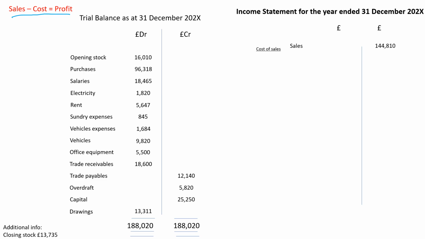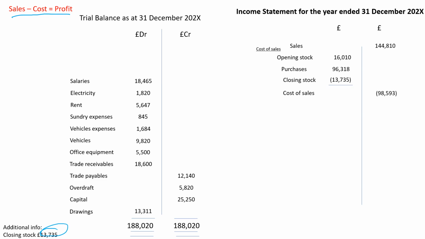Let me explain what this means. Let's say that they are a retail store. At the start of a period, they have inventory worth this amount. They then purchase more inventory to sell in the store, and at the end of a period, they are left with inventory worth that amount. This gives us a cost of goods sold around £98,000.